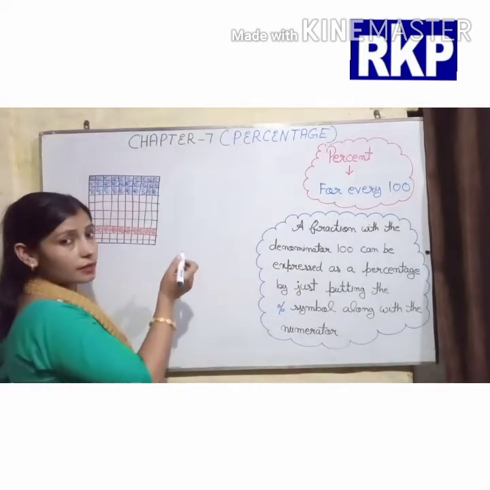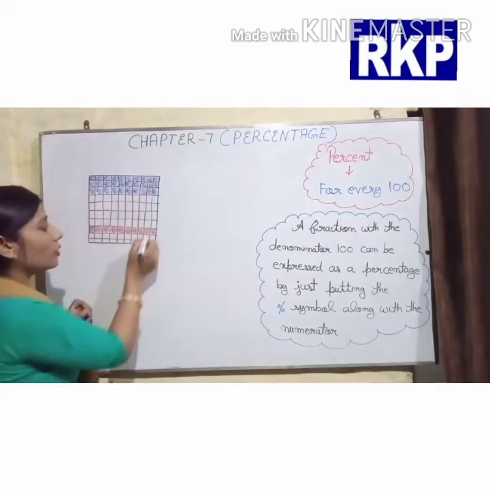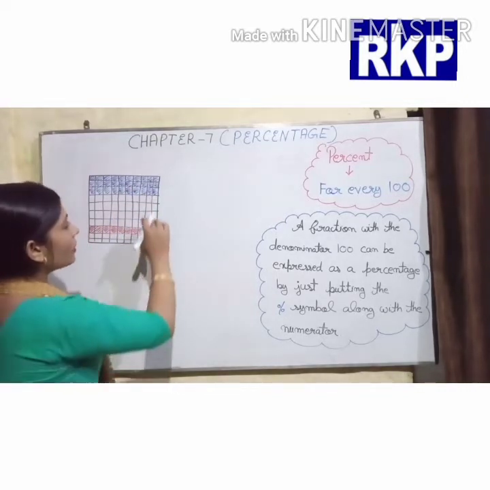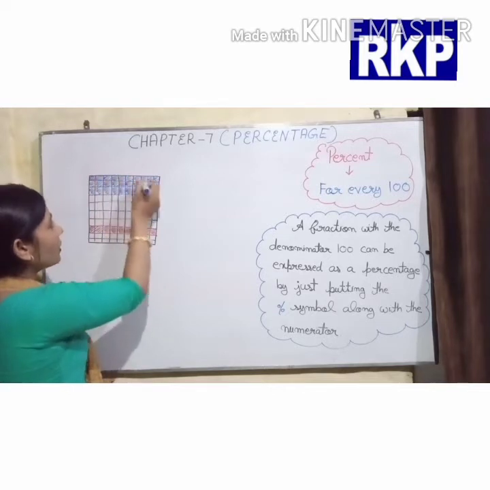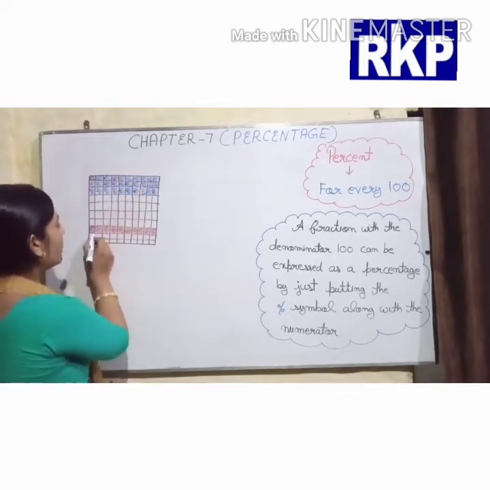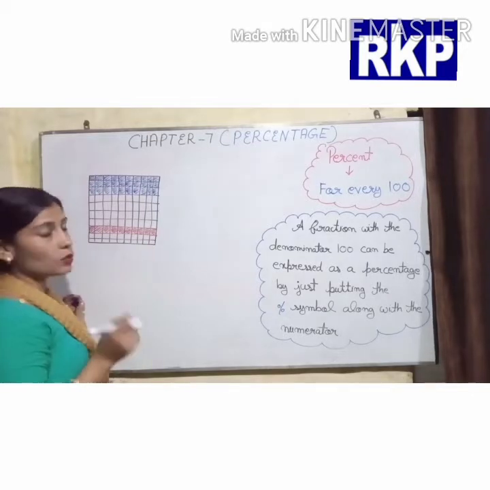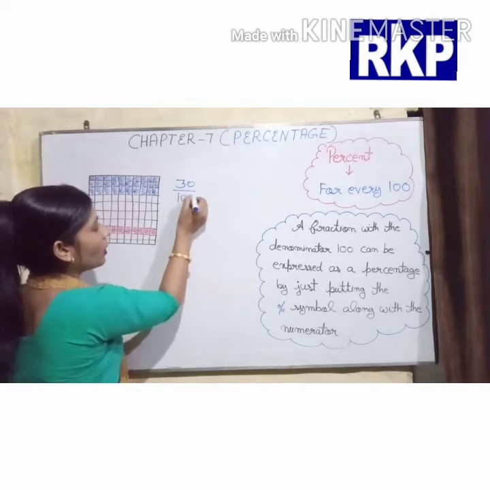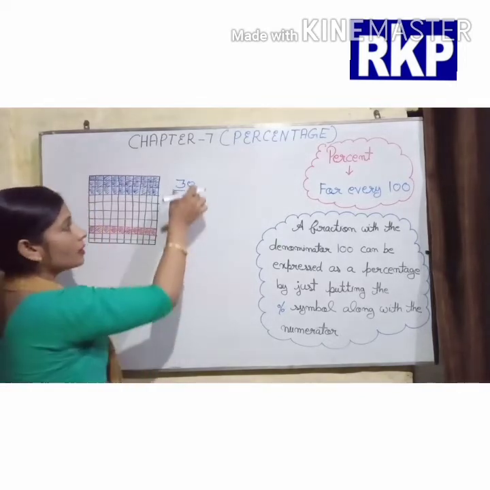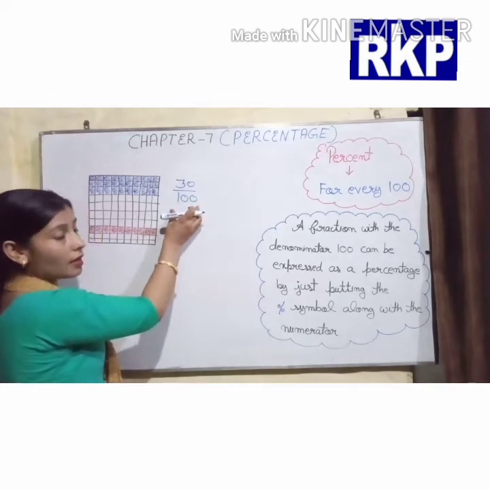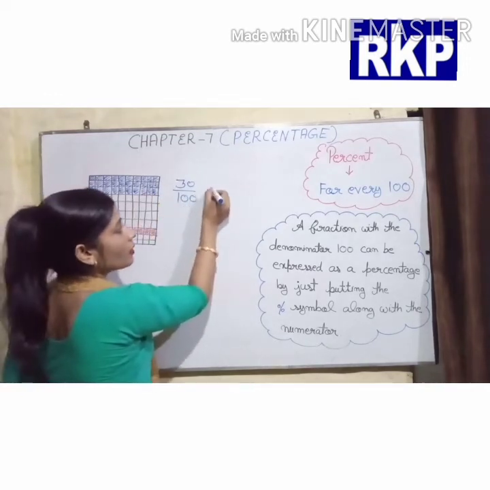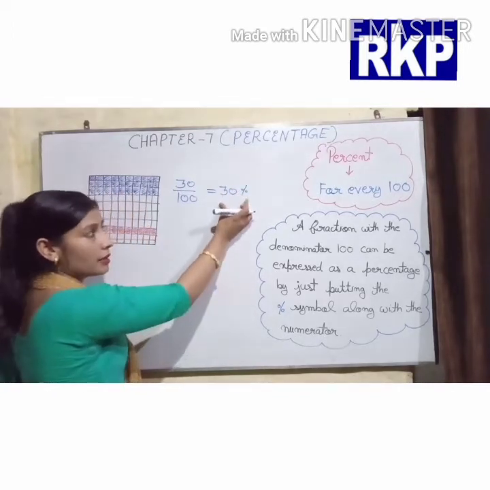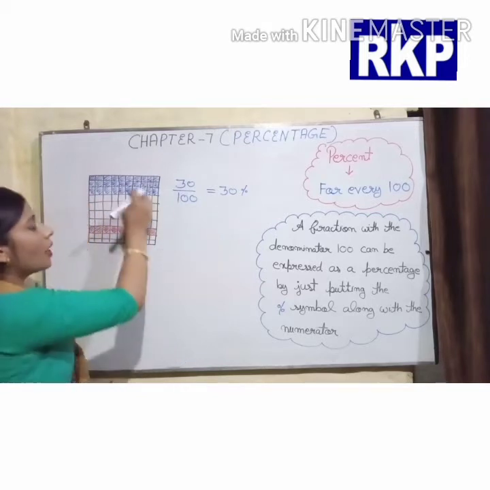Now students, let us take one more example. Here I have a figure and it is divided into 100 equal parts. Here beta we can see that 30 parts are blue and 10 parts are red. So what is the fraction for blue parts? 30 out of 100 parts. So we can say 30 out of 100 parts are blue, or we can write 30%. 30% parts are blue.